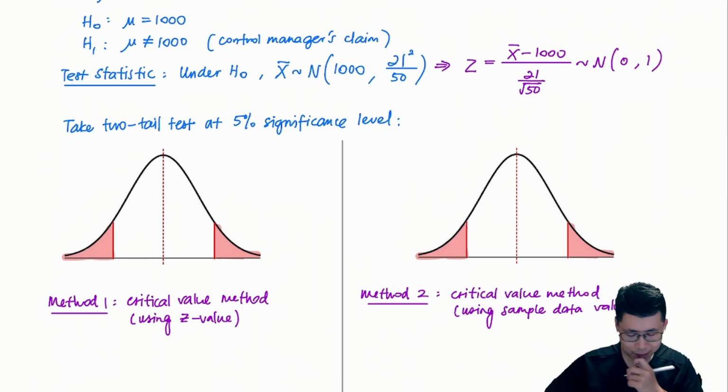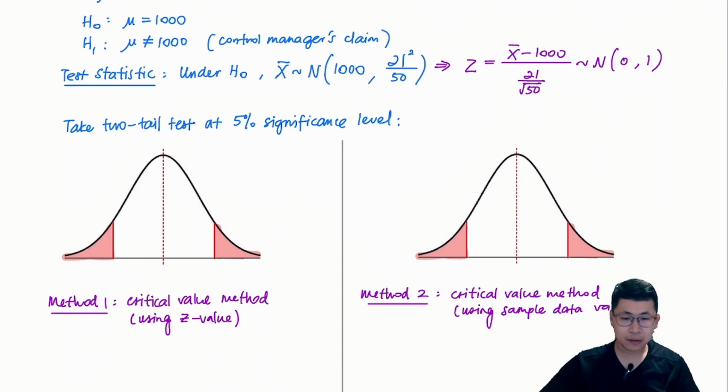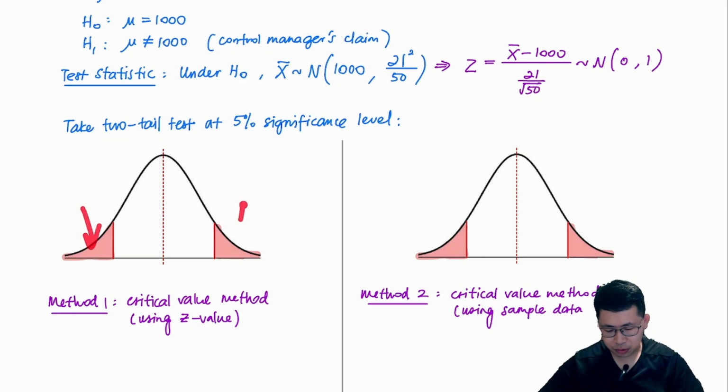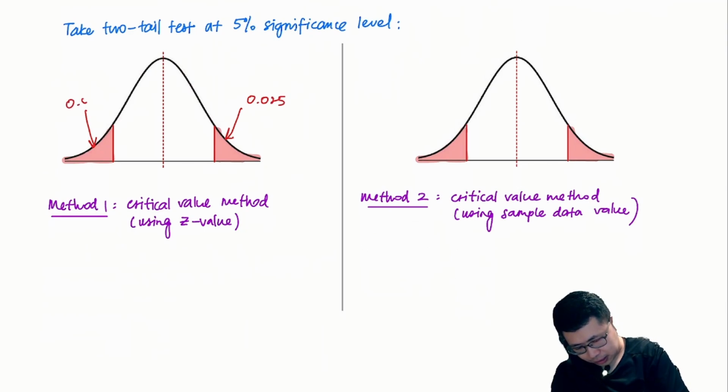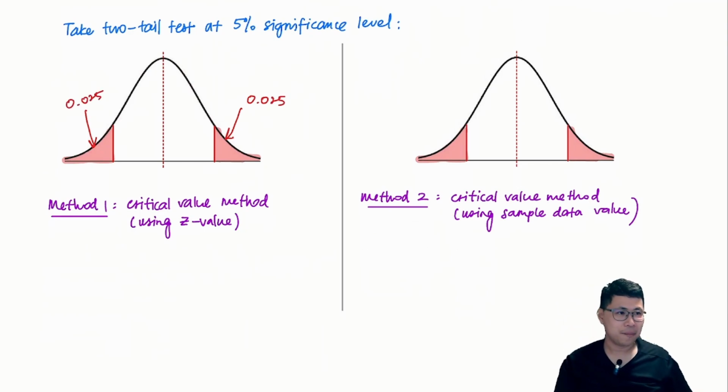Let's take a look at method 1, the critical value method using the z value. Because now we already have our significance level, we have the probability over here, 5%. As a reminder, when we take these two areas, this 5% needs to be split to the two areas. So each area over here will be 2.5% or 0.025. This is the area that we are going to get.